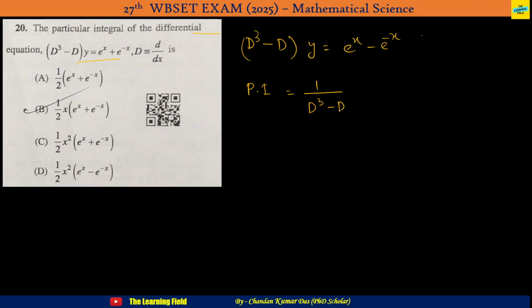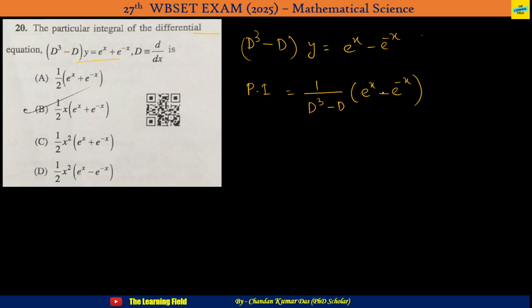The next question says: find the particular integral of the differential equation (D^3 - D) y = e^x - e^(-x). This is also very easy. We know that the particular integral PI = 1/(D^3 - D) operating on e^x - e^(-x).